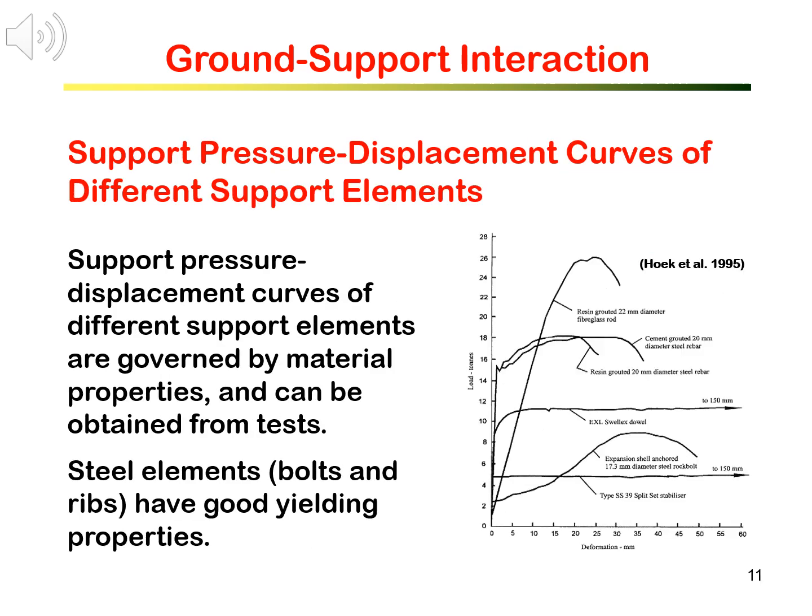The figure on the right here shows the support pressure displacement curve of steel bolts commonly used for rock support and the glass fiber bolt obtained from tests. As we can see clearly, the support pressure displacement curves of different support elements are governed by the material properties and can be obtained from tests. You perhaps should note that steel elements, for example bolts and ribs, generally have good yielding properties. The steel bolts shown here start to yield at less than 1 millimeter and can continue to deform up to 150 millimeter.